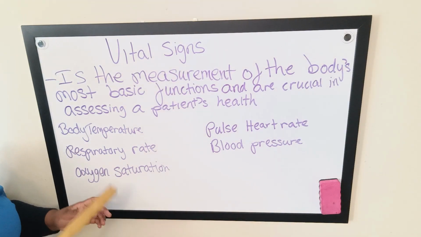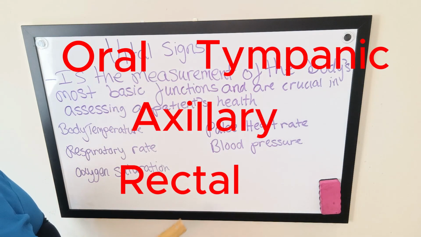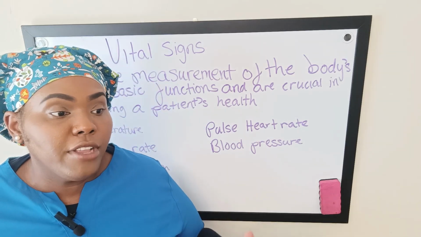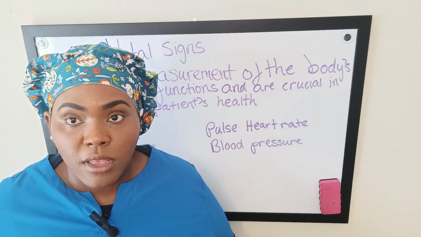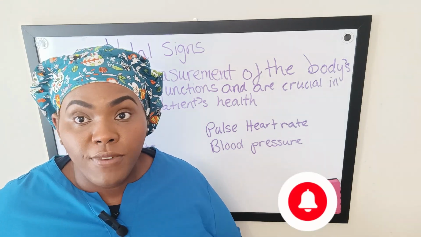So we can check this oral, tympanic, axillary, or rectal. Most places, the doctors really like oral temperatures. They say that's the most accurate one. The rectal is normally a little higher. We'll do another video where we'll talk about how to do vital signs.